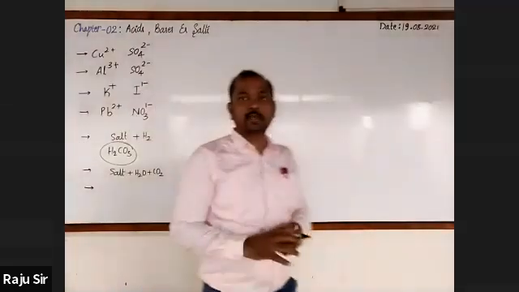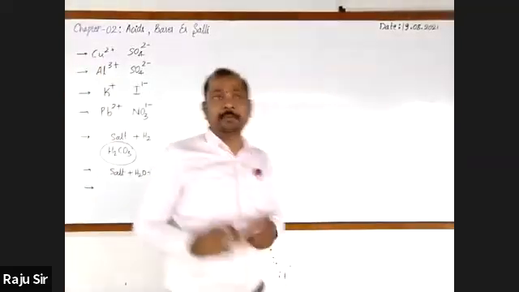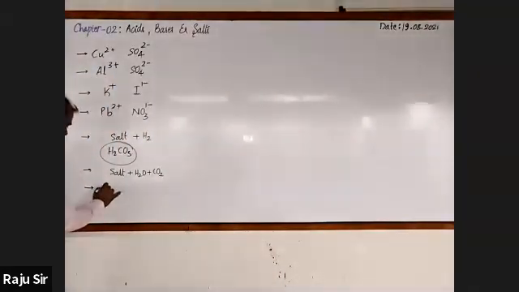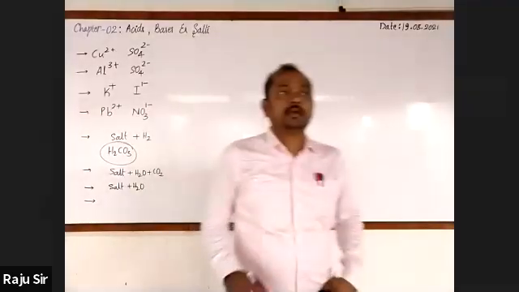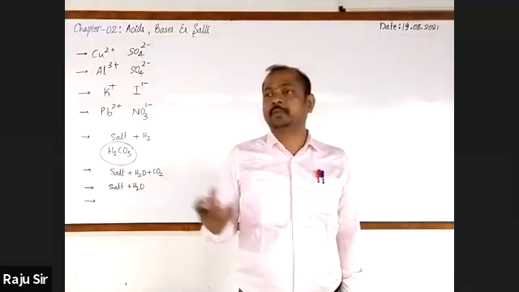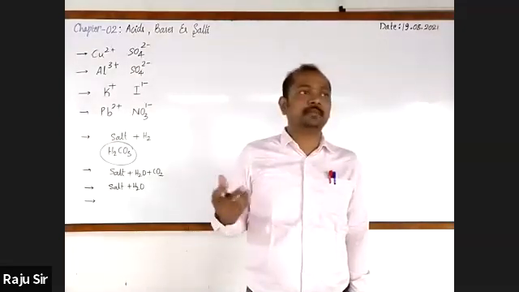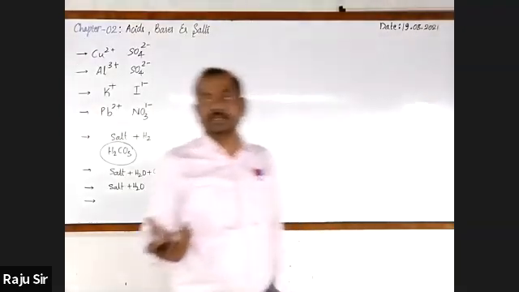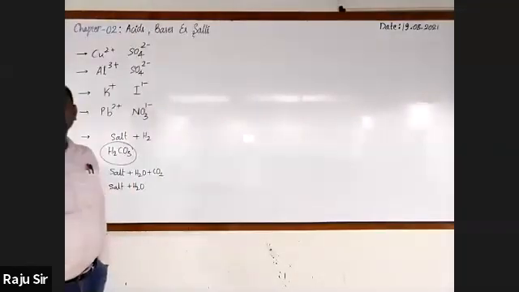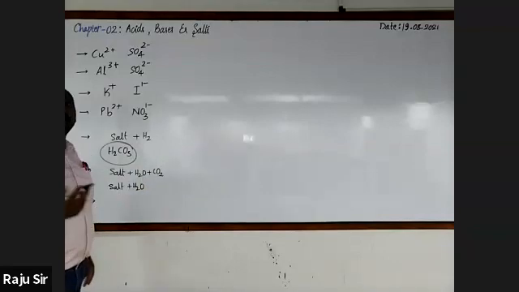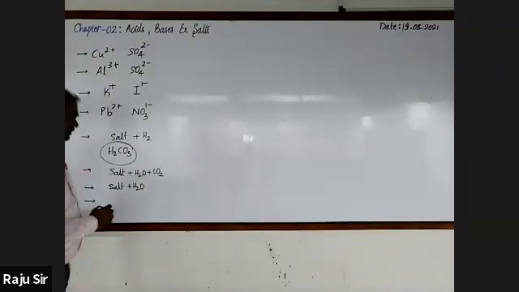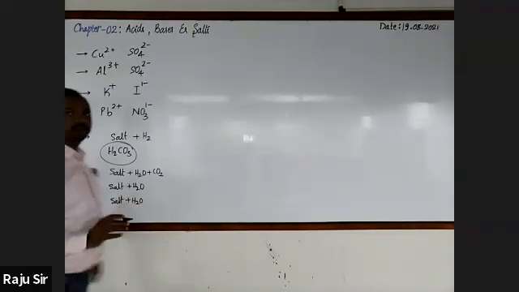When an acid reacts with a base, name the products that are formed. Salt and water. Now let me give you one metallic oxide like MgO. Is it acidic in nature or basic in nature? Basic in nature. What happens when an acid reacts with metal oxide? Salt and water are formed.